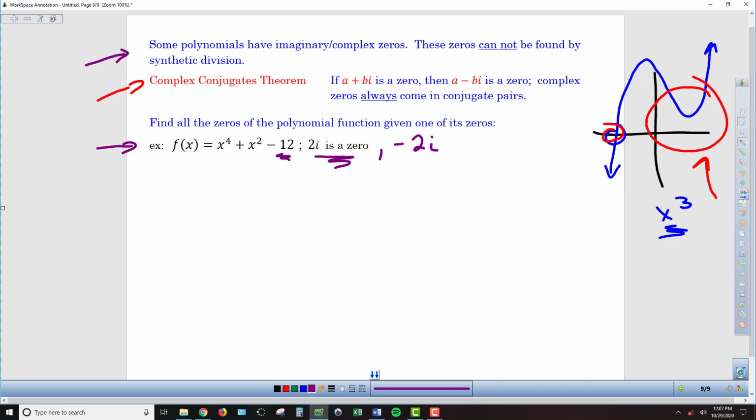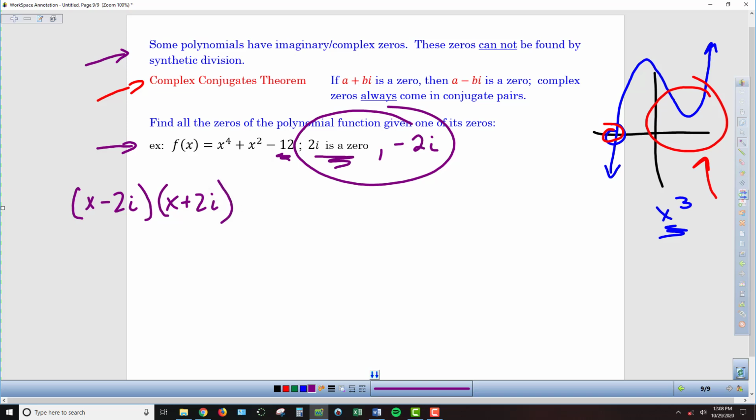So instead we can take a slightly different approach. We can instead say, all right, if these two are zeros, then we know that x minus 2i and x plus 2i are both factors of this polynomial function. So then, if I can figure out what I need to multiply those two factors by to get back to my original function, we know that's going to have to be an x squared polynomial because I have to end up at x to the 4th. So then this remaining polynomial is going to be one that I can solve using quadratic techniques to find those remaining zeros.